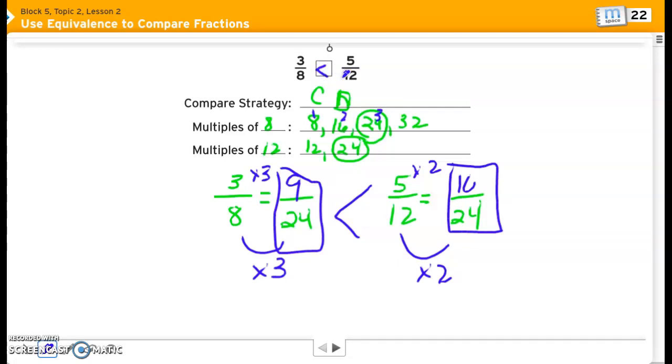In this lesson, we used equivalent fractions to rename fractions with a common denominator. Then we compared the numerators to determine which fraction is greater.